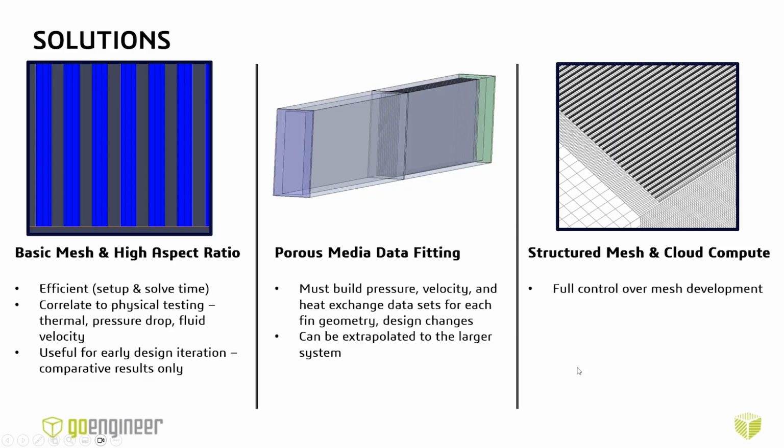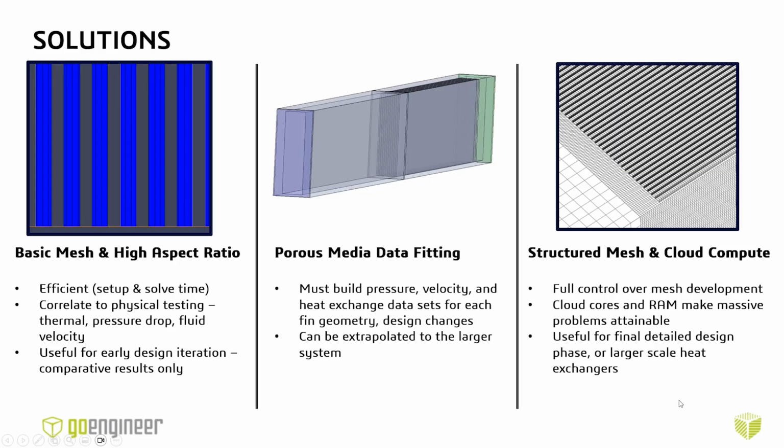Finally, something like a structured mesh approach, possible in 3D Experience platform or other CFD tools, gives really detailed control over what you're doing with your mesh, what the growth ratios look like, where your aspect ratios are versus not. And you have access to cloud computing, very helpful for these sort of massive cell counts, or potentially even if the basic mesh on this sample model was too big to solve locally in a far more massive heat exchanger, at least I have cloud computing to solve it, right? So useful for final detailed design or super large heat exchangers.